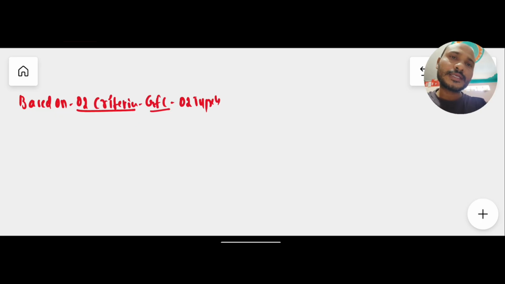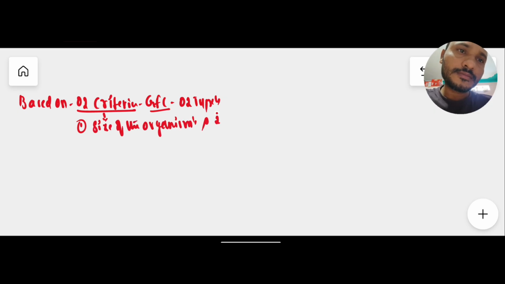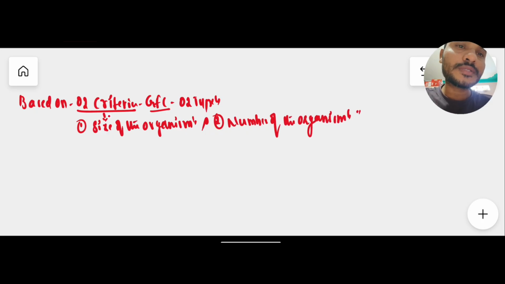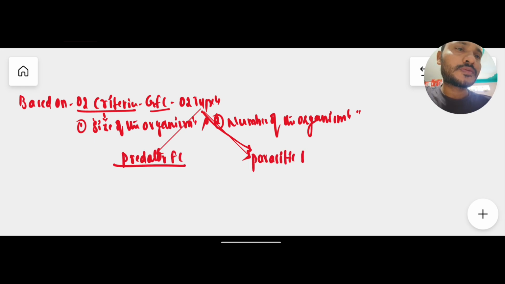Those two criteria are: one, the size of the organisms, and second, the number of the organisms. Based on these two criteria, the GFC, the grazing food chain, is classified into two types. Here I am writing, there are two types. First one is the predator food chain. Second one is the parasitic food chain.